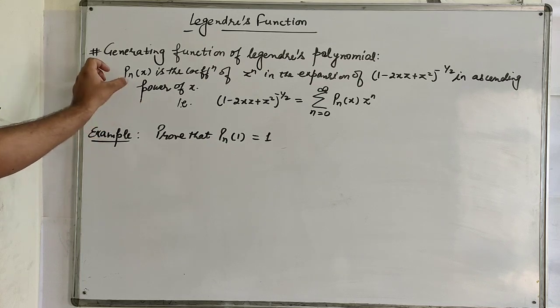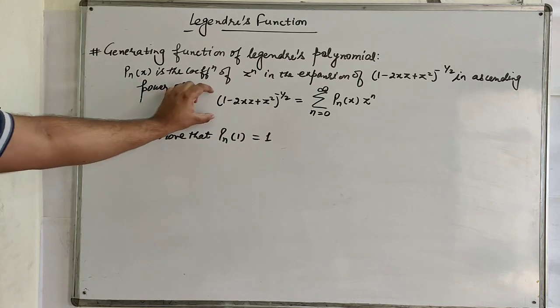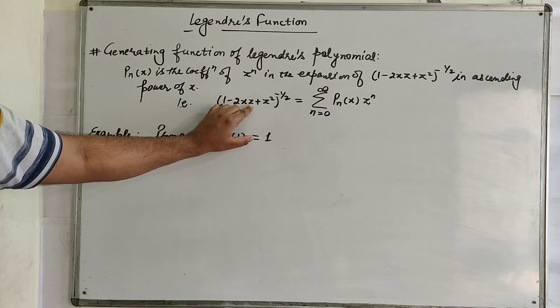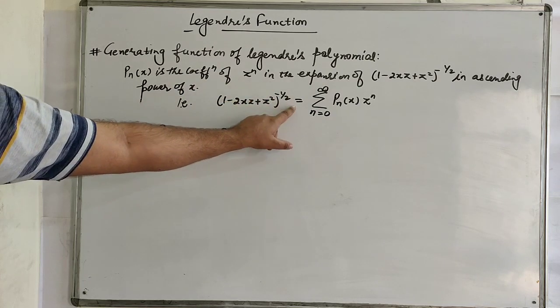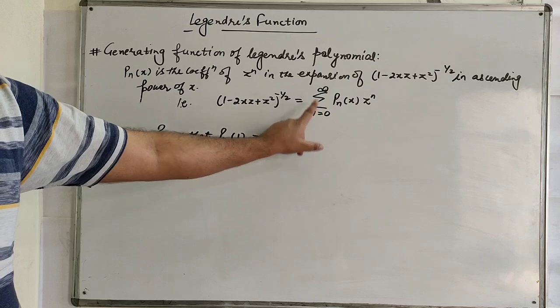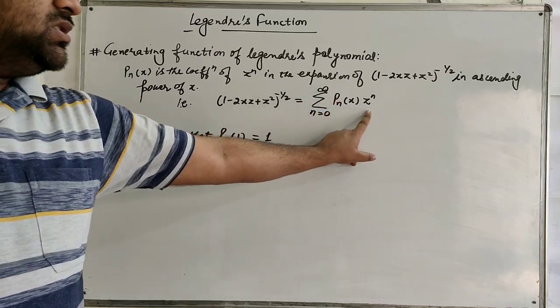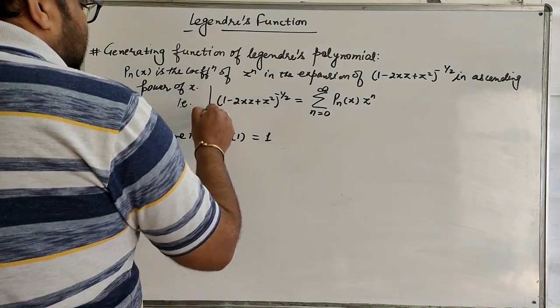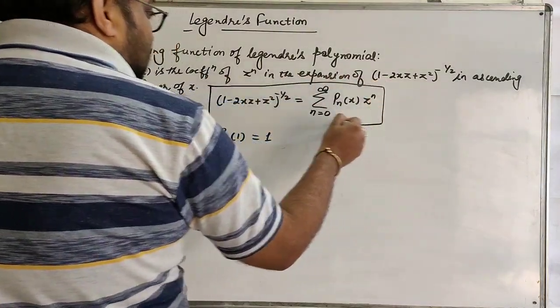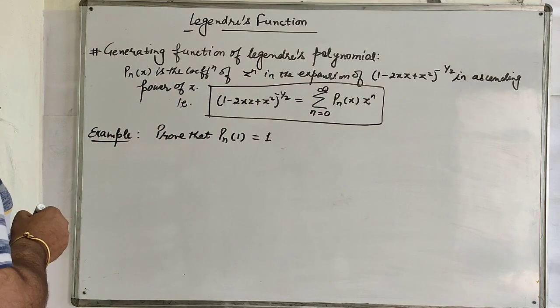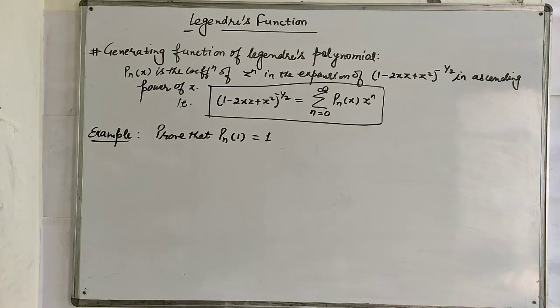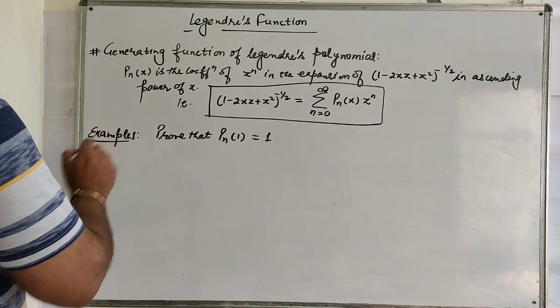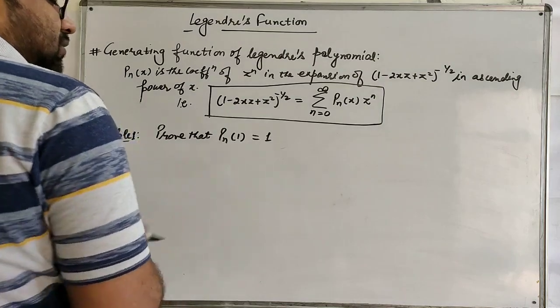That is, mathematically, we can say (1 minus 2xz plus z square) power minus 1 by 2 is equal to sigma n equals 0 to infinity Pn(x) z raised to power n. So this is the relation or formula of the generating function for the Legendre's polynomial. Now we will discuss some questions based on this particular phenomenon. For this we are taking one example. Example 1, prove that Pn(1) is equal to 1.